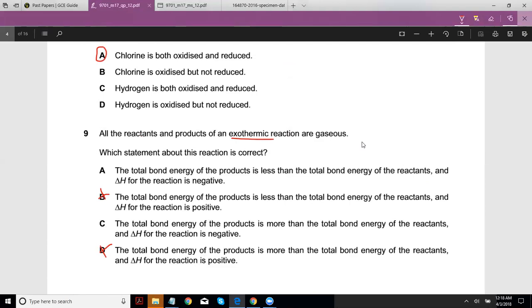So one option is that the total bond energy of the products is less than the total bond energy of the reactants, and the other is that the total bond energy of the products is more than the total bond energy of the reactants. Well, I think C makes more sense. If you look at this energy profile, you've gone down, right? So you should now have less energy if you're looking at it correctly. So the bond energy of the products should be more than the bond energy of the reactants. So we have C. 9C.